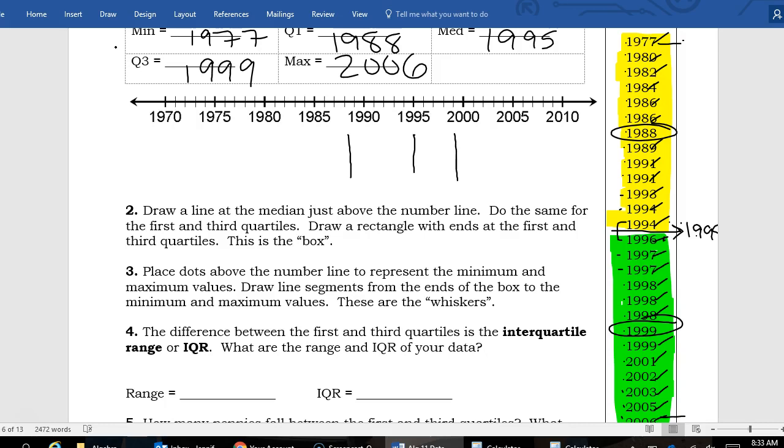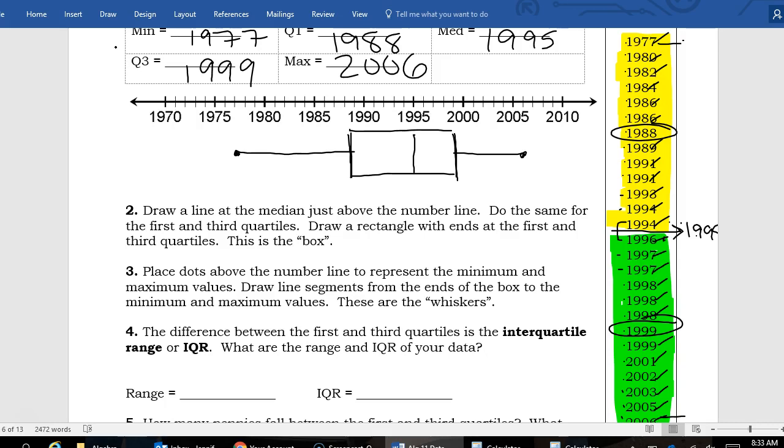Now we're going to use those to draw a rectangle using the first and third quartile lines as the ends of the rectangle. That is the box that constitutes the box plot. Next, we're going to put dots at the minimum and the maximum. So I'm going to put a dot at 1977 and a dot at 2006. And then we're going to use horizontal segments to connect each dot to the end of the rectangle. Those are the whiskers of the box and whisker plot.